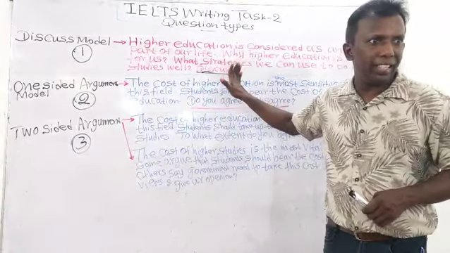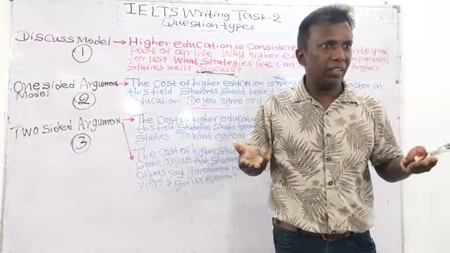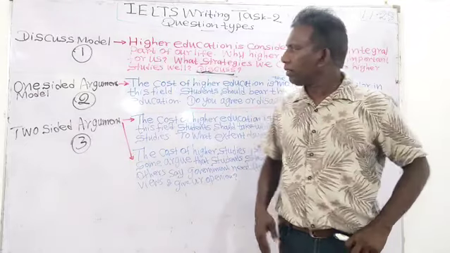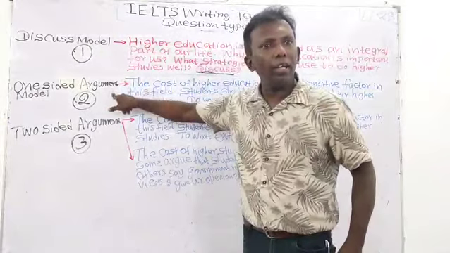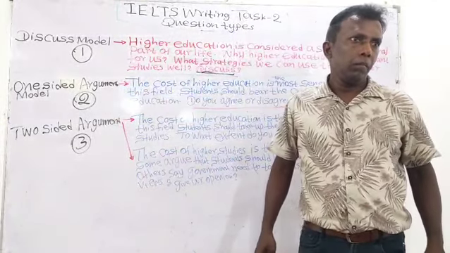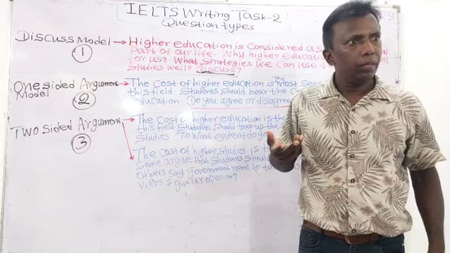So this model is easy. You can easily understand the question. Clear? Right. Now look at the second model. We call it one-sided argument. What is a one-sided argument?